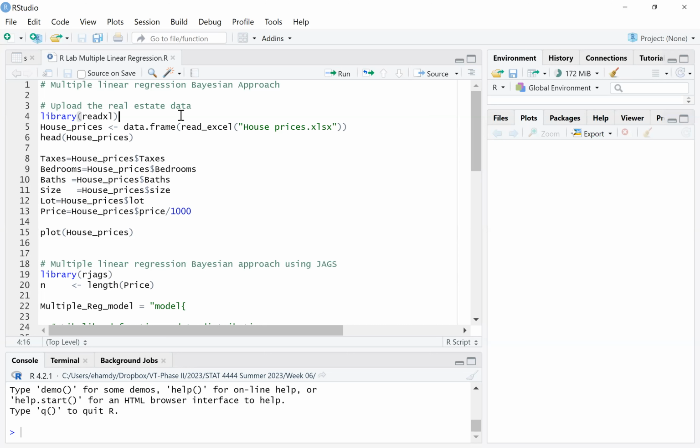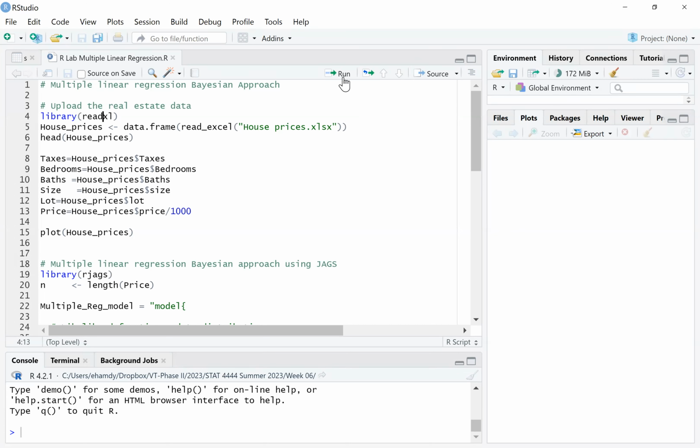Hello, everyone. Now let's practice on multilinear regression using Bayesian approach. We need to estimate beta 0, beta 1, beta 2 up to beta p in general and see which one is significant, which one is not significant, which one has some impact on the response, which one doesn't have impact on the response. So let's practice on the house price data.